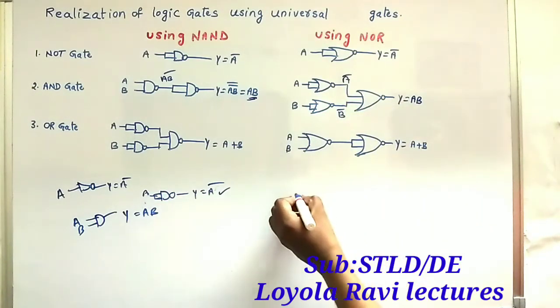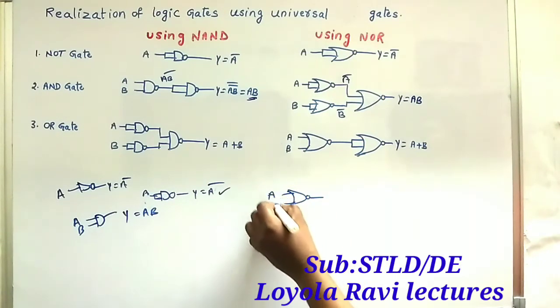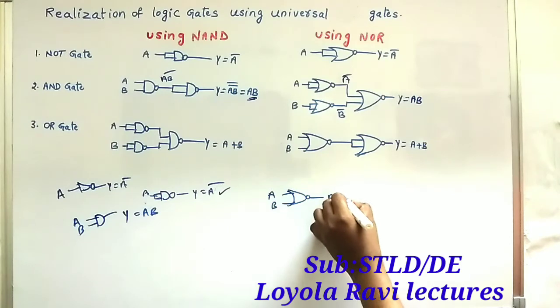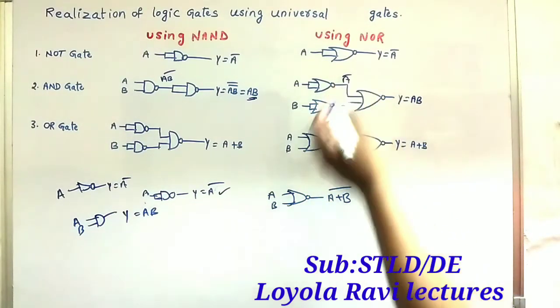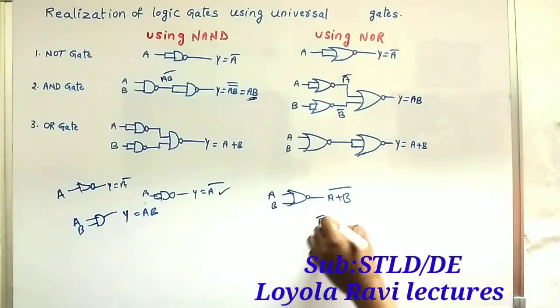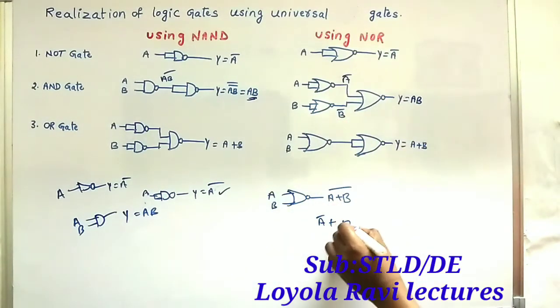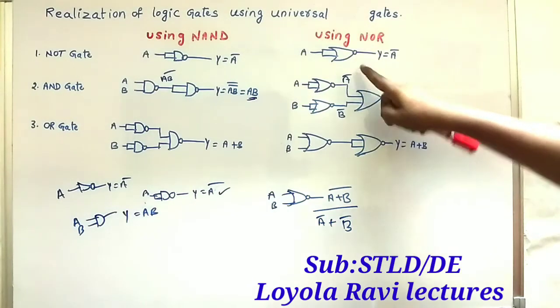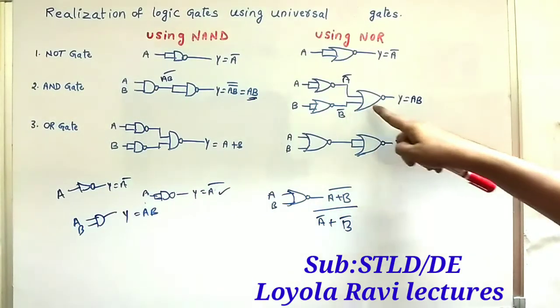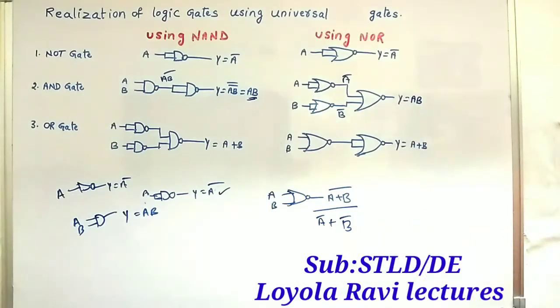What is the NOR gate expression? This is generally a NOR gate with A and B, A plus B whole bar, the general expression. In place of A we have A bar, and in place of B we have B bar, so A bar plus B bar whole bar. Here, by using De Morgan's law, A plus B whole bar is A bar times B bar. Here I am taking this as A and this as B.